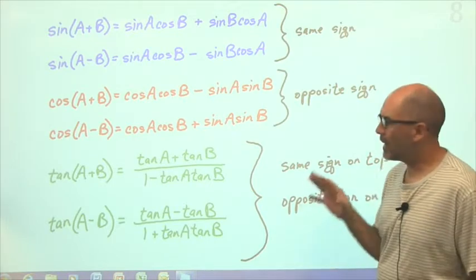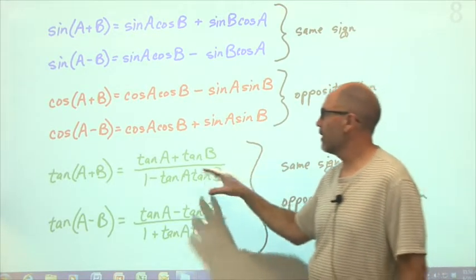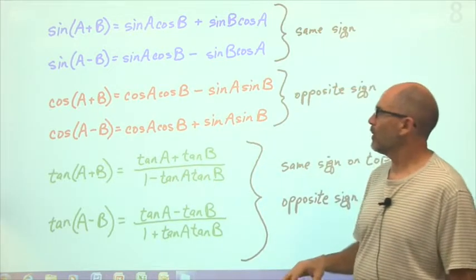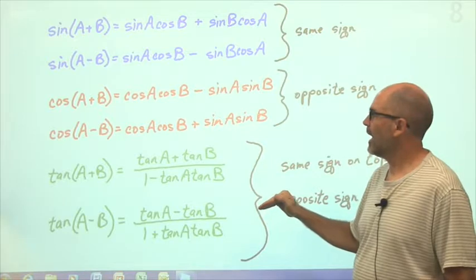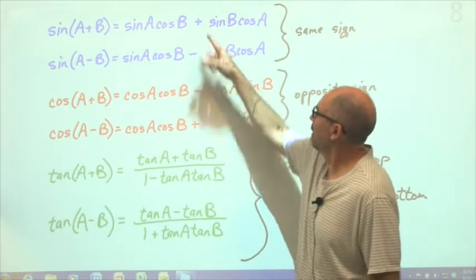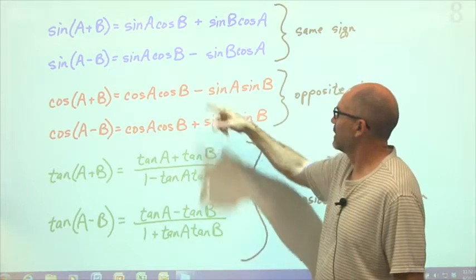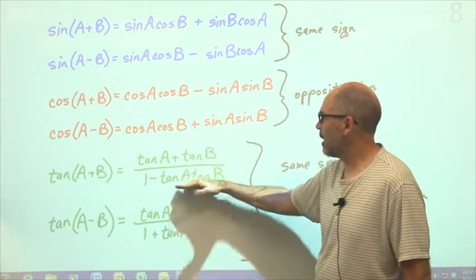Now, here's a couple of ways I use to remember the tangent. First of all, tangent is sine over cosine. And sine is the same sign, cosine is the opposite sign. So that's what we're doing. Same sign on top, opposite sign on the bottom.